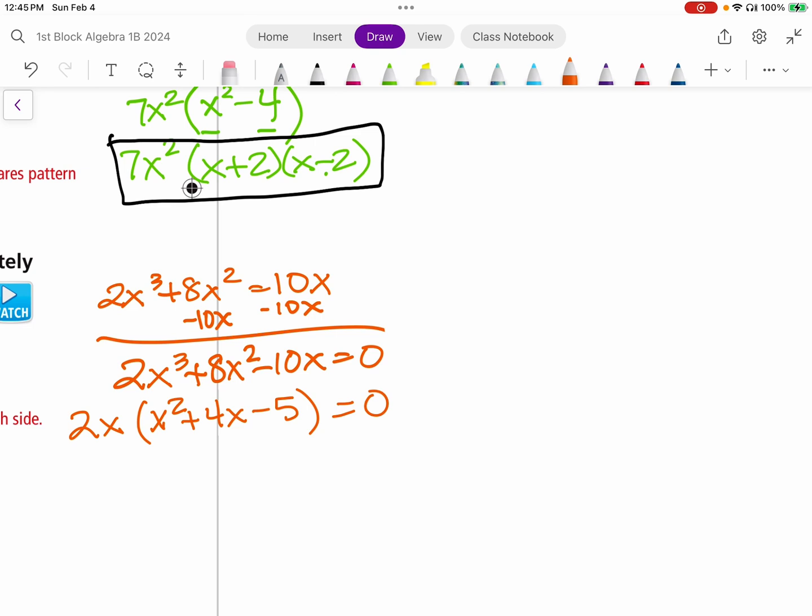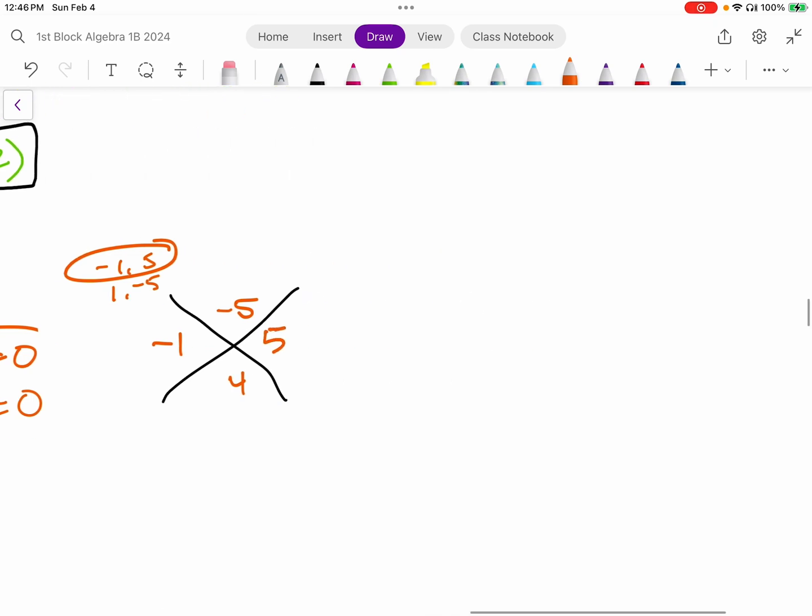We've got a times c is negative 5. B is 4. Two numbers that multiply to negative 5 and add to positive 4. All right, so our only factors of 5 are 1 and 5. Because this is negative, we're either going to have negative 1 and positive 5 or 1 and negative 5. If we're adding, this one gives us positive 4. So we're going to have negative 1 and positive 5.